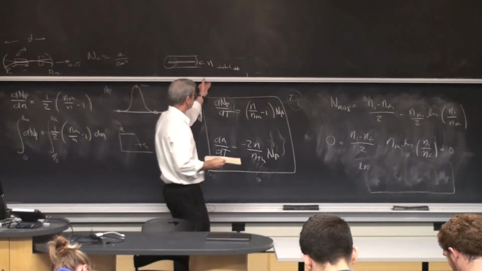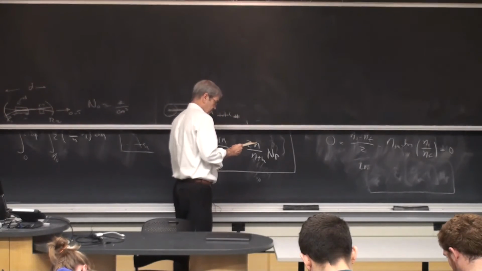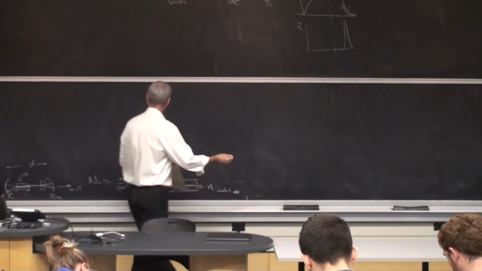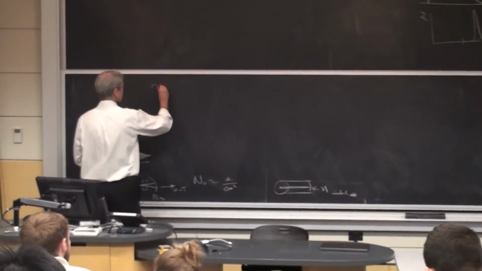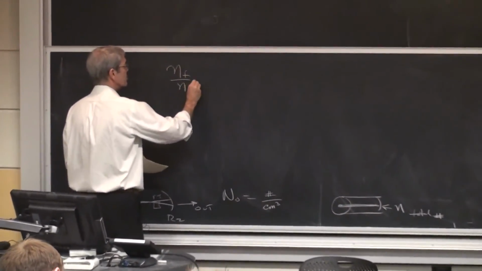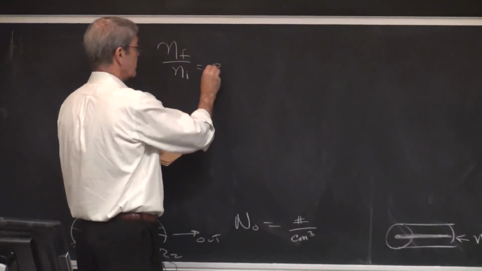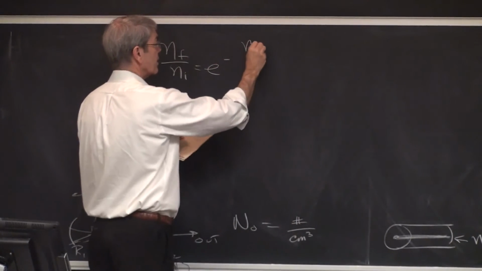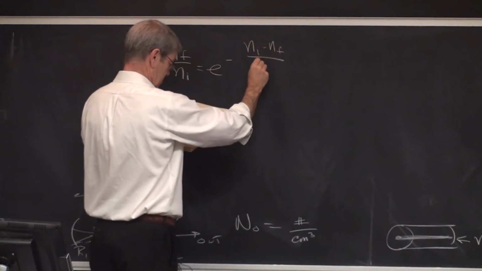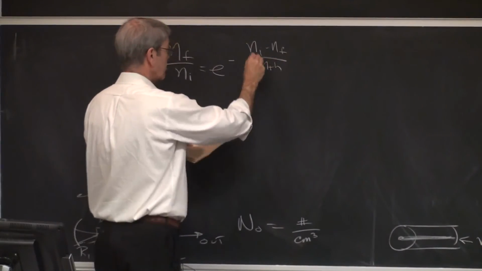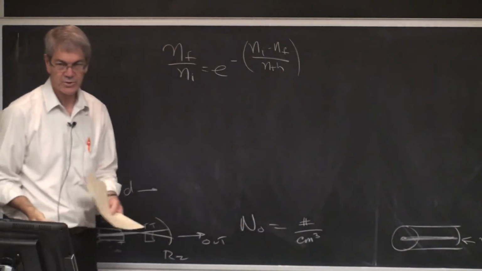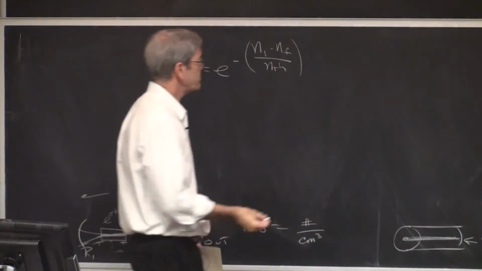And so when you do that, we'll change boards here. You can solve that for n final over n initial, and you get this mess, e to the minus (ni minus nf) over n threshold, which is again a transcendental equation. So it has to be solved numerically. But it's been done 1,000 times.